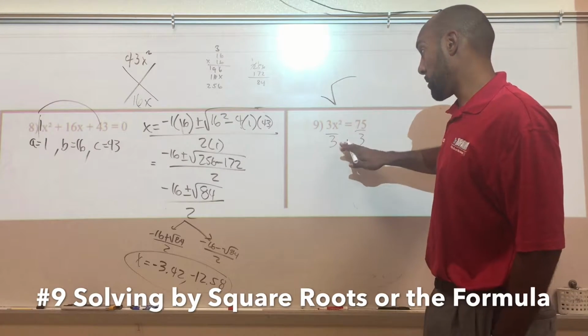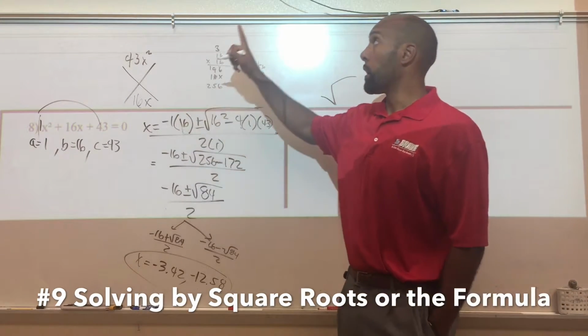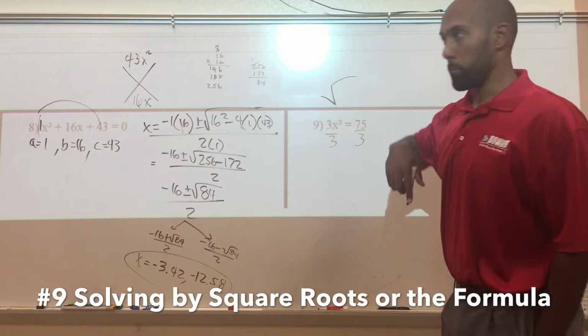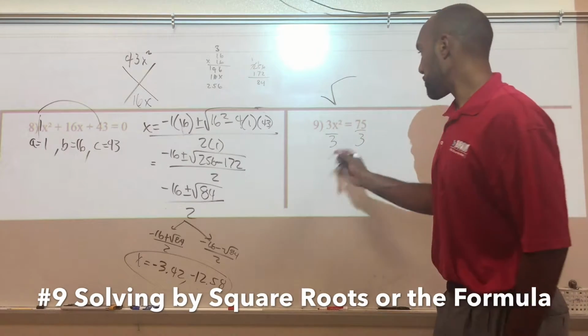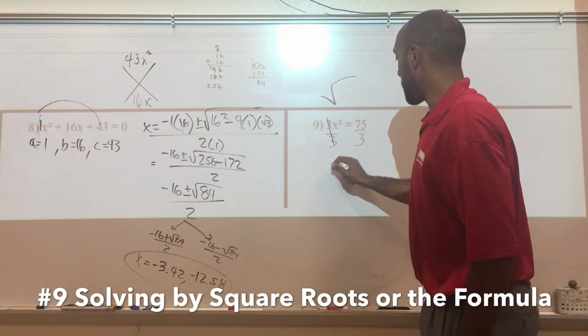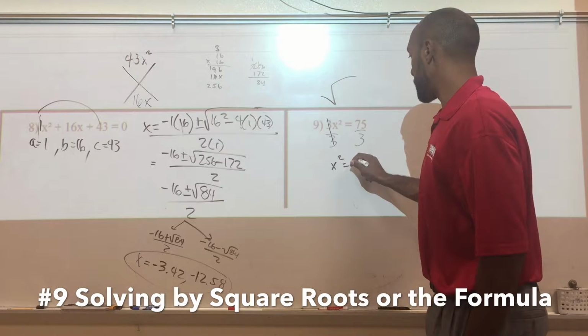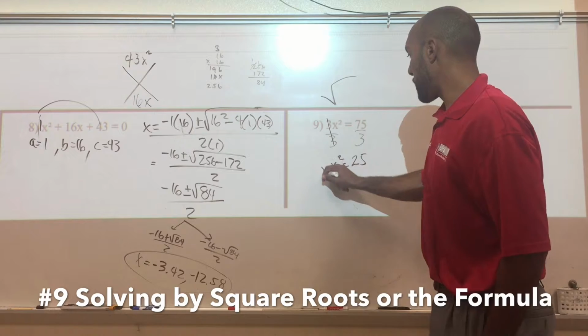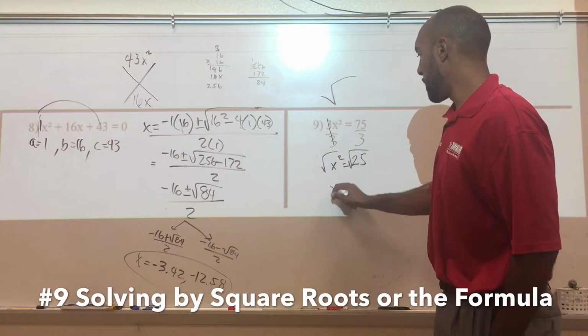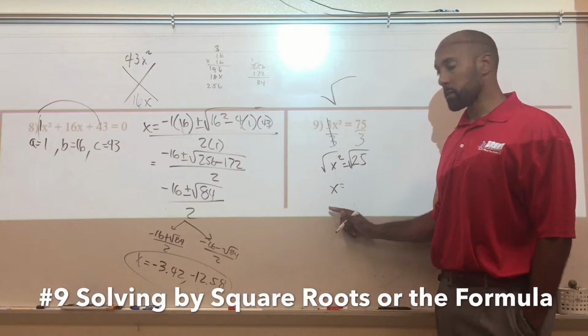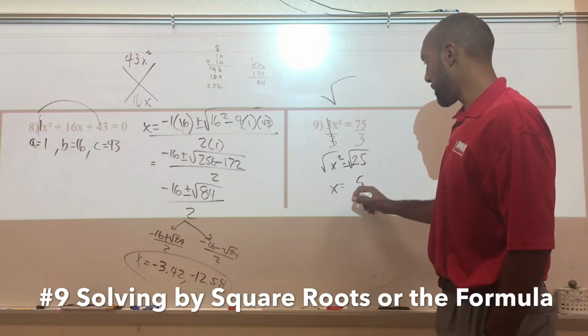I'm going to show you if you can actually do square roots on this, on the last page as well, on number 6. Divide 3, x squared equals 75 over 3, which is 25. And now we just square root both sides. Square root of x squared is x, square root of 25 is 5.